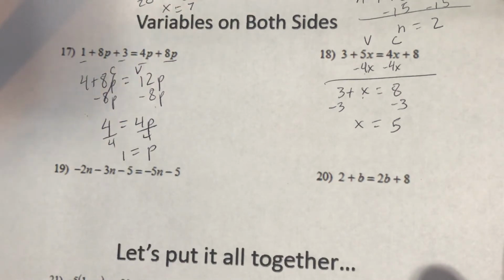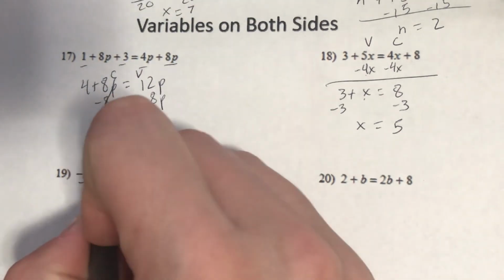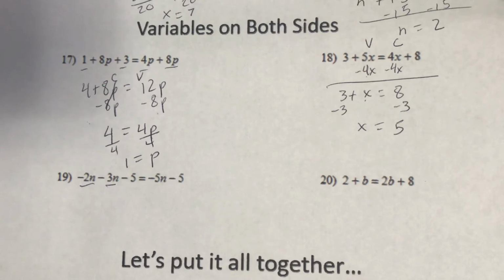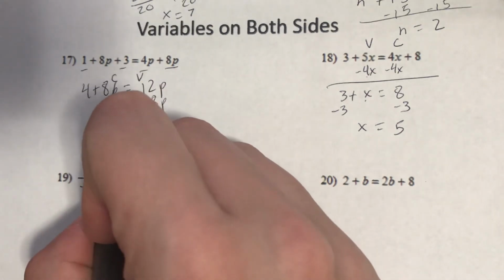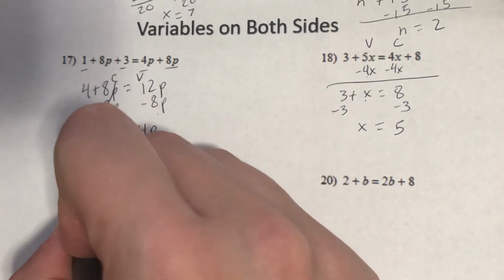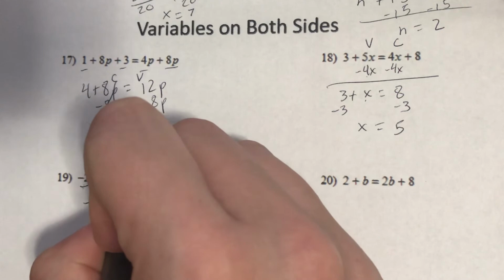Alrighty, so let's do this next one. Combine like terms. You can pause it and try these last two if you would like. All right, here we go. So we've got negative 2 minus 3 is negative 5n minus 5.